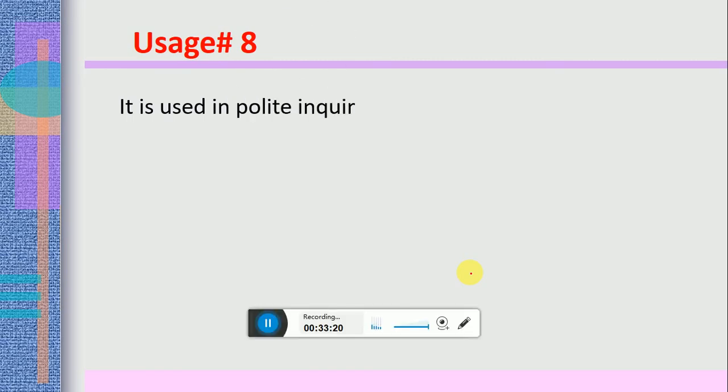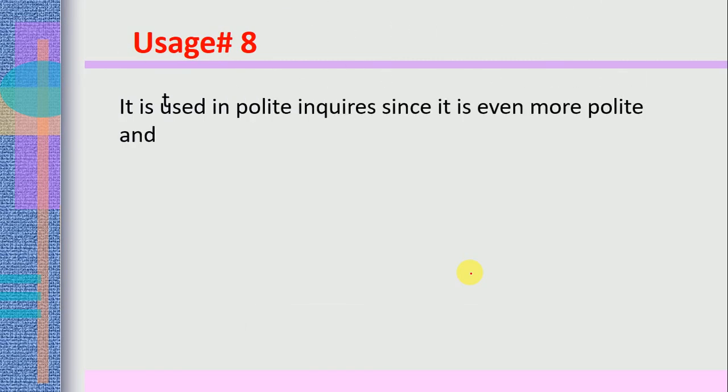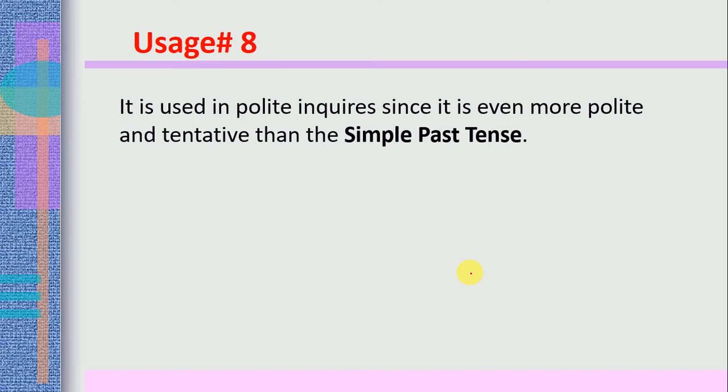Okay. The next one is the next usage of past continuous tense. It is used in polite inquiries since it is even more polite and tentative than the simple past tense. Okay, so it is used in polite inquiries.